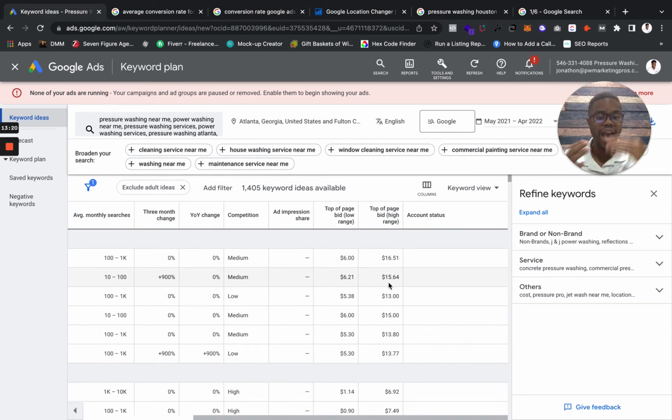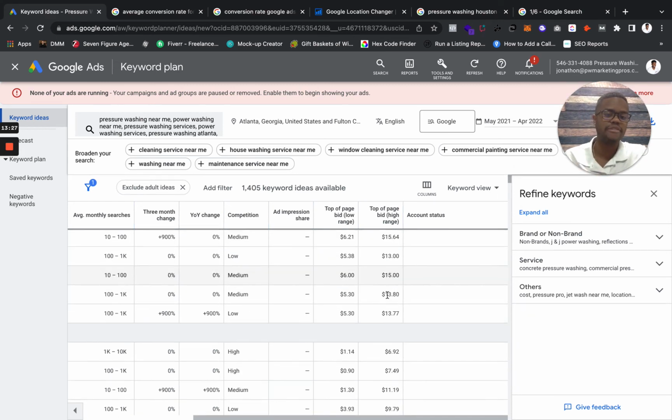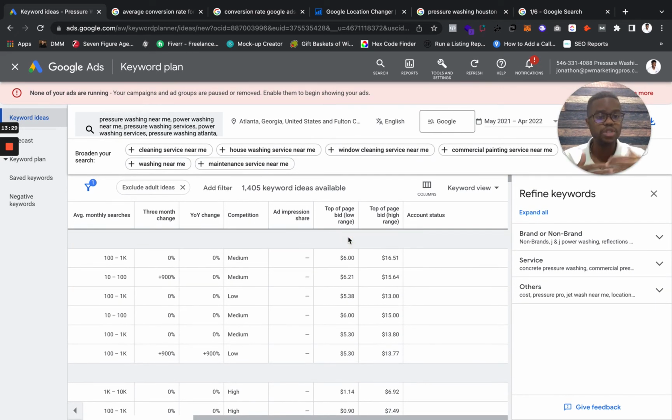But I'll take the average of all of these top of page bid range and the high range, right? I'll take the average of the sum of all of these, and then I'll multiply that by 5. Once I multiply that by 5, that tells me how much we need to budget at a minimum every single day if we want to feasibly at least get one lead every single day, or put ourselves in a position to get one lead every single day, right?